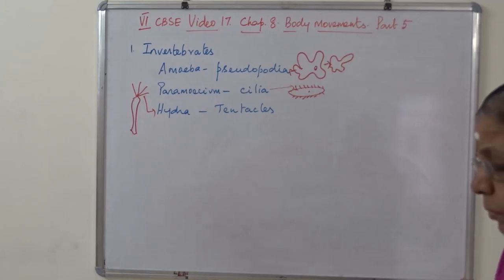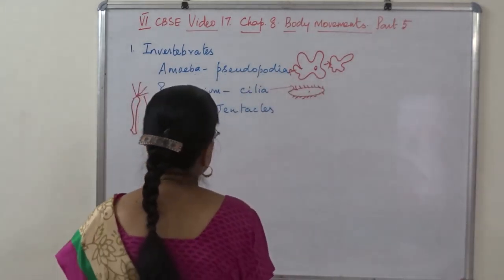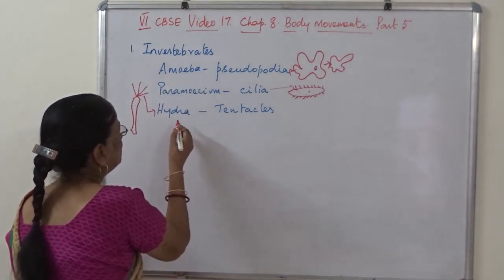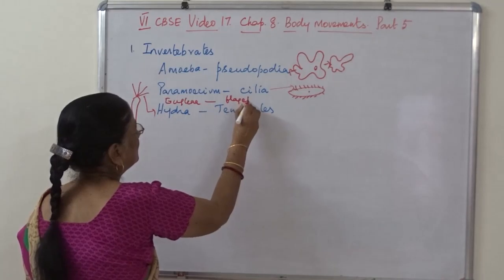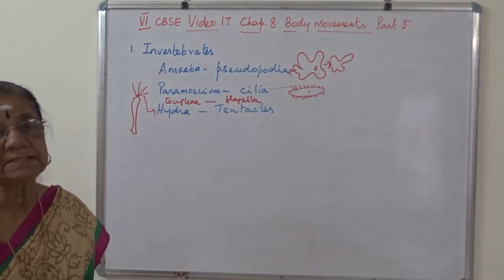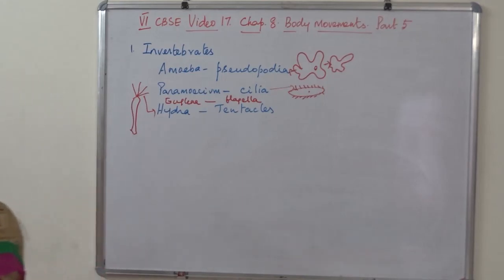Now the difference between cilia and tentacles: cilia are hair-like structures, whereas tentacles are long whip-like structures. There is a question: differentiate between the locomotor organs cilia and tentacles or flagellum. Cilia are hair-like structures. Another one, euglena, moves with the help of flagella. That is also a whip-like structure. So this is the introduction to movement in animals.